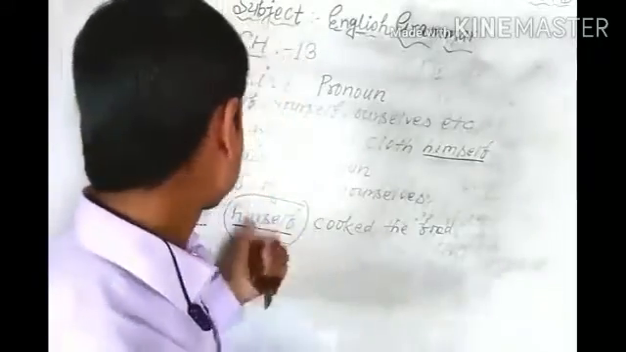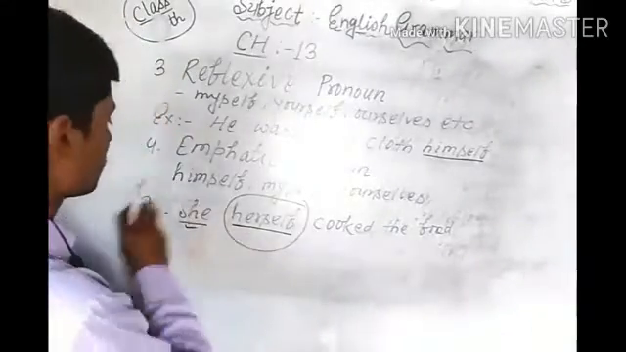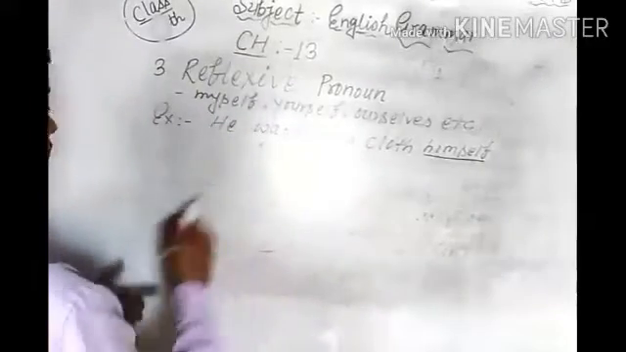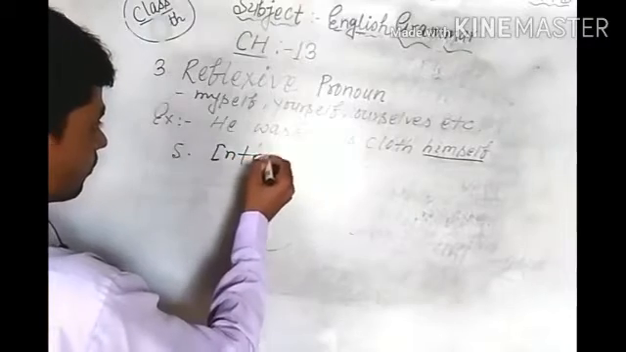Okay students, so reflexive and emphatic are clear. Now the fifth kind, students, is the interrogative pronoun.